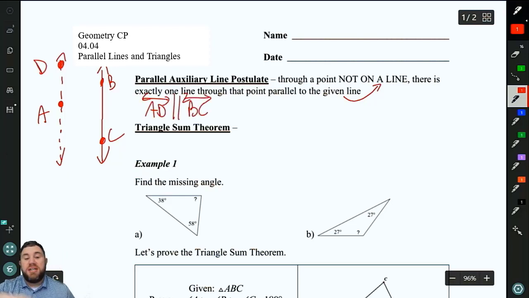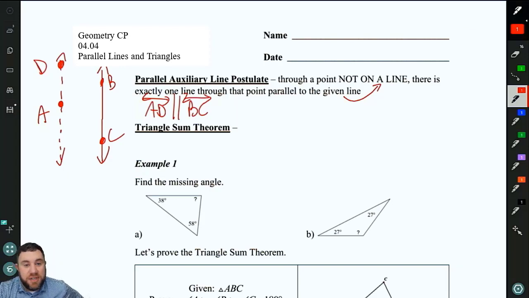It doesn't matter how many times I repeat this process. Even if I give the line a whole bunch of different names, it's still the same line as long as it goes through point A. Only one line exists there.